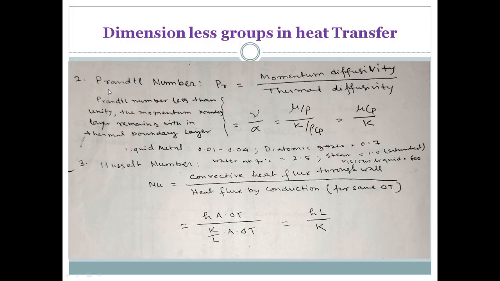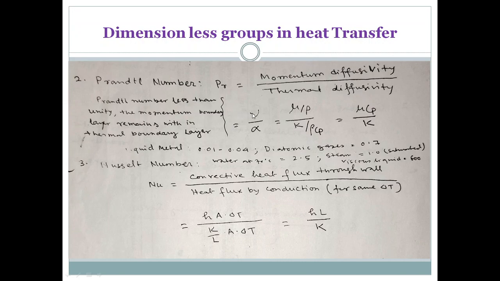In every case you should calculate this, but any dimensionless number is a ratio between two of the same properties. It may be forces, as in this case, and sometimes it will be heat transfer. Let's see the other numbers we have studied already in heat transfer. One was the Prandtl number. What was that? The Prandtl number is the ratio of momentum diffusivity to thermal diffusivity.